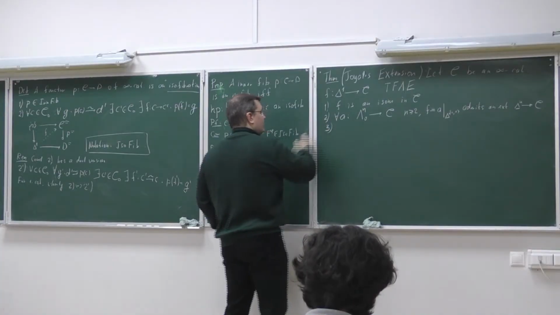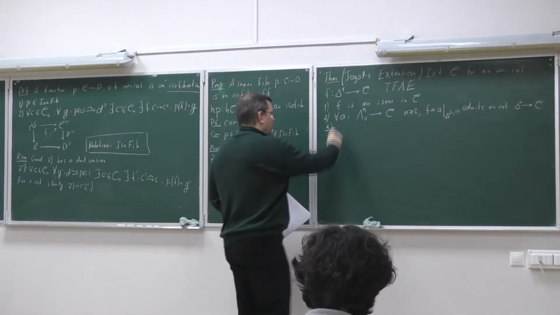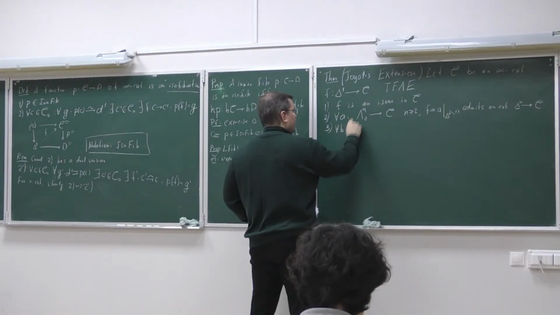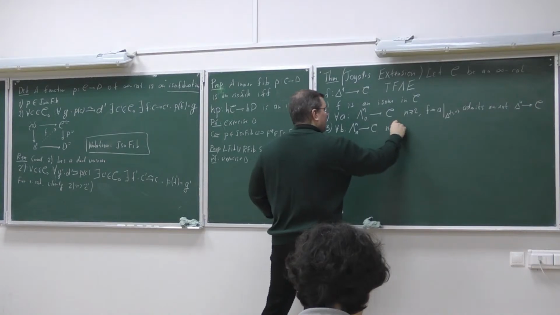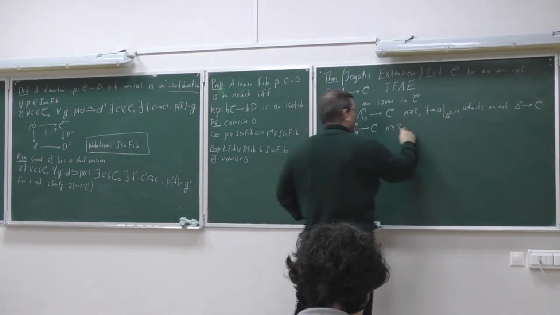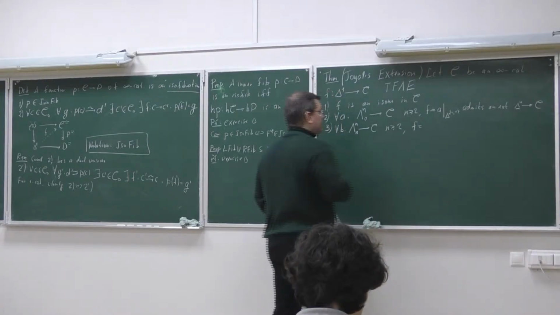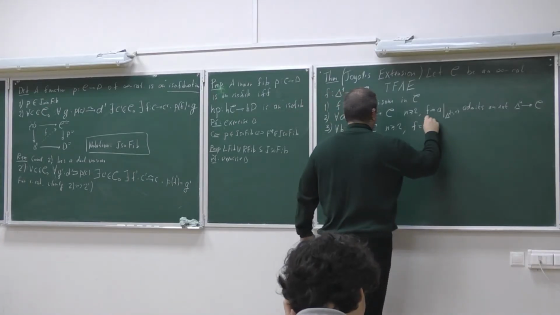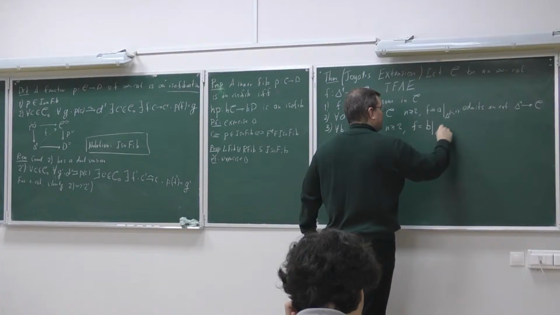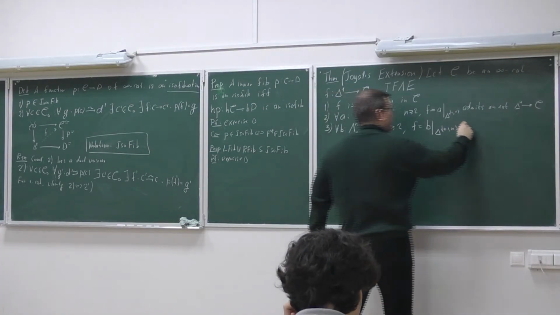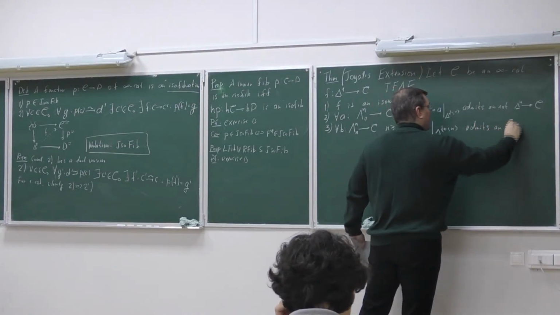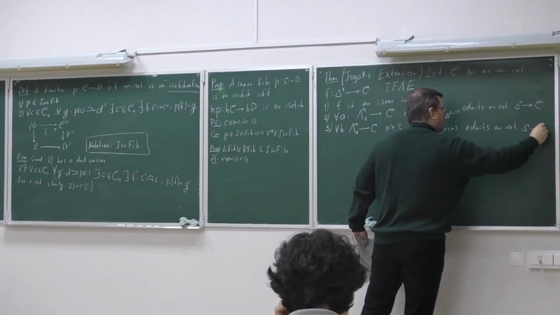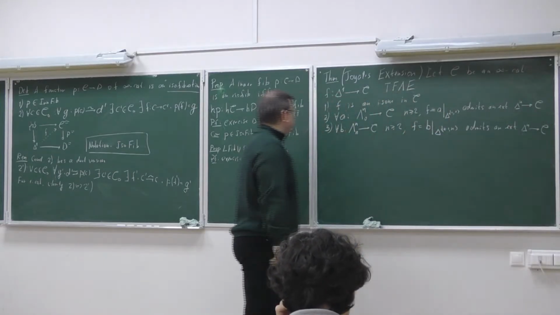And condition 3 is just a dual version of this: for any map B from the right horn lambda n n to C, n is at least 2, where f is the last edge in this horn, so f is equal to B restricted to the one simplex delta n minus 1, n. And again, this admits an extension to the whole simplex.